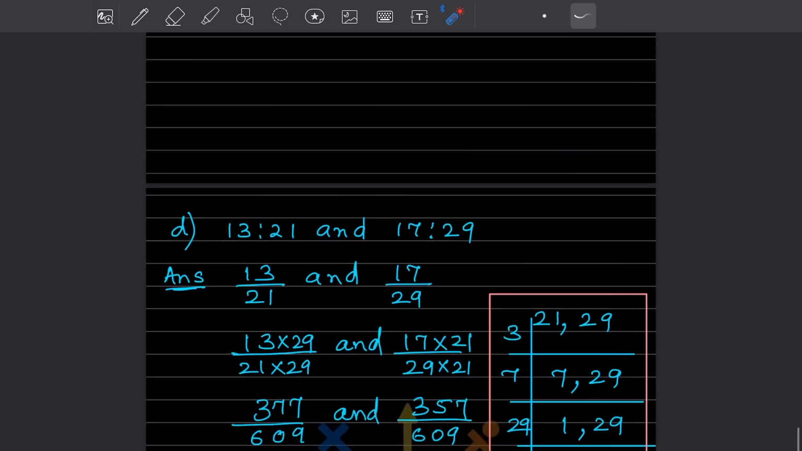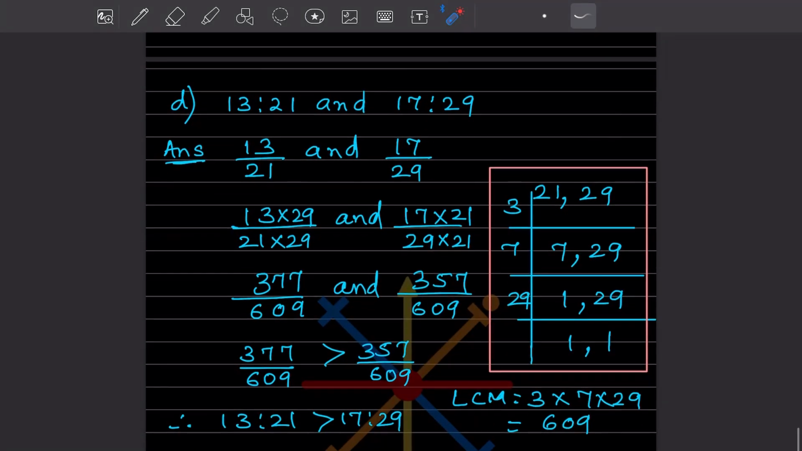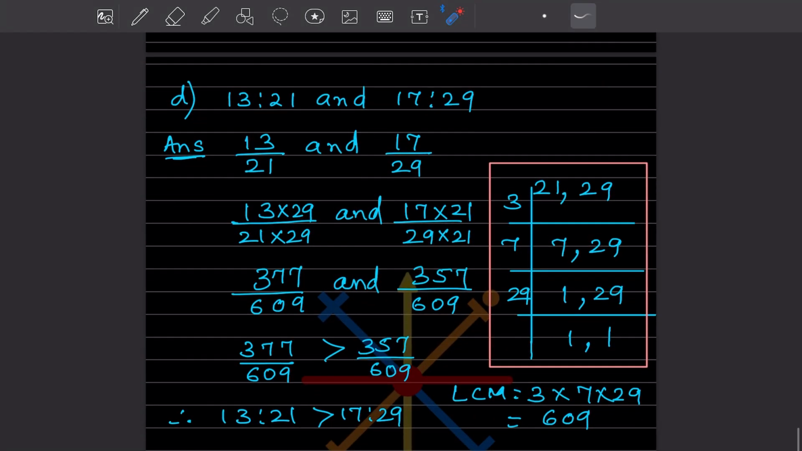Okay. Now look at the next one. So here again, it is the same thing, only the numbers are different. So I think you must have got that one. And if not, you can just look at the answers as well. I'm just going to tell you how to take the LCM here.